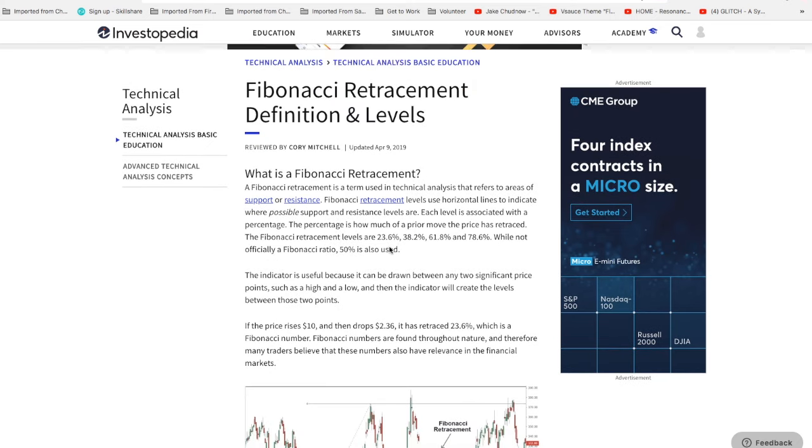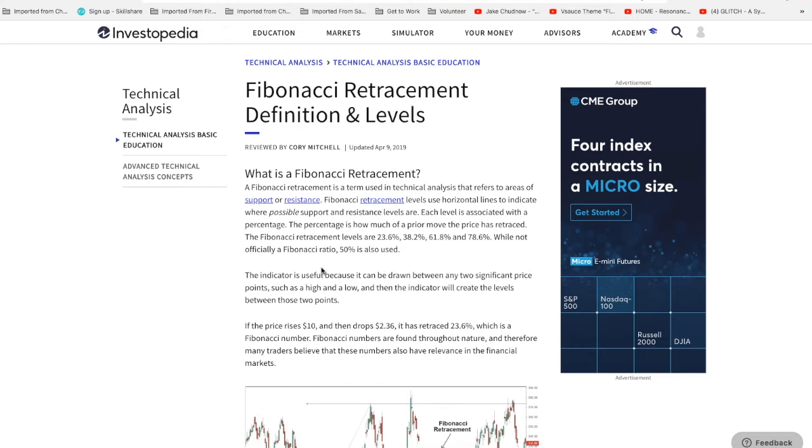Essentially, a Fibonacci is a tool that's calculated using the Fibonacci sequence, which is an algorithmic sequence where the prior two numbers add up to equal the next number. So 1 plus 1 equals 2, 1 plus 2 equals 3, 2 plus 3 equals 5, and so on.